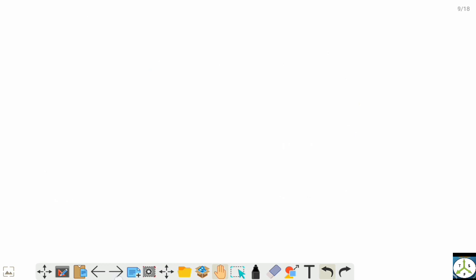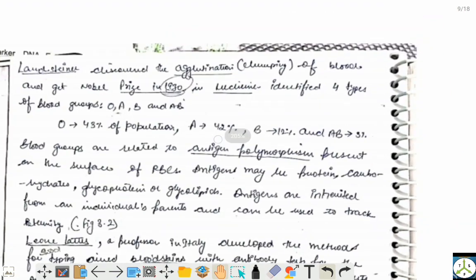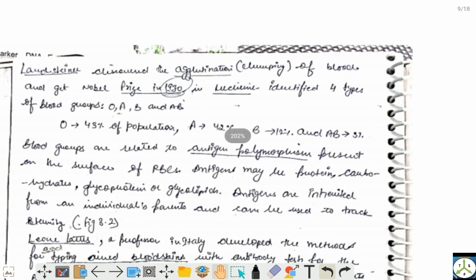In 1900, Karl Landsteiner was a scientist who described the different blood groups, named A, B, AB and O. So there are four types of blood groups, and for that he got the Nobel Prize in Medicine in 1930. Different populations have different proportions: O has 43%, A has 42%, B has 12%, and AB has 3%.